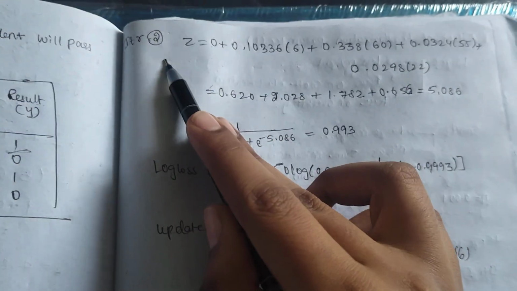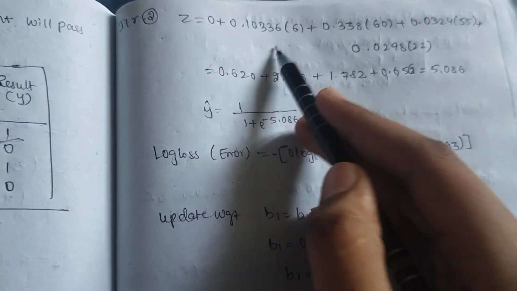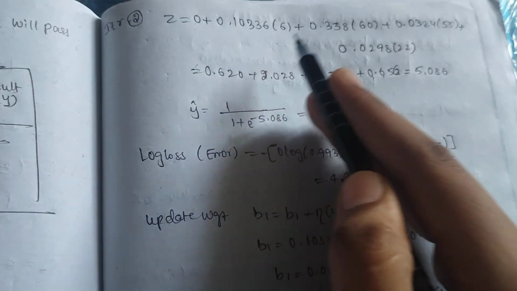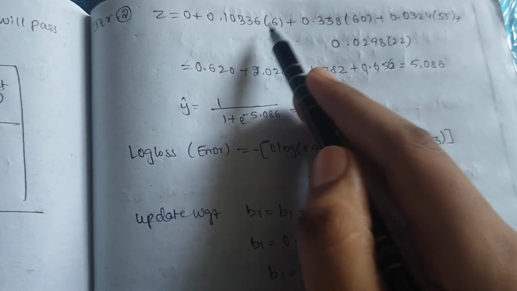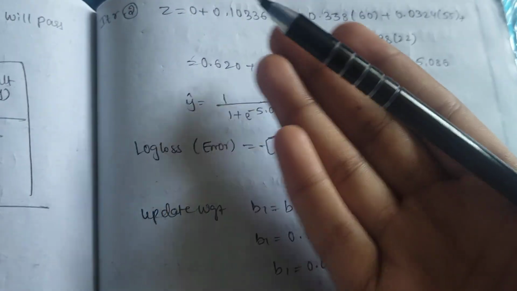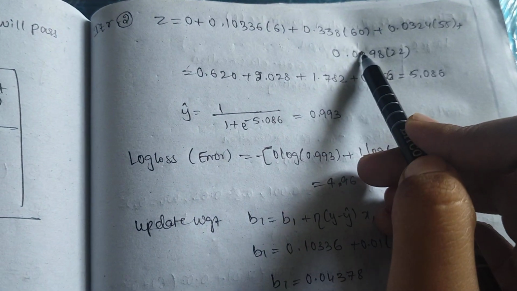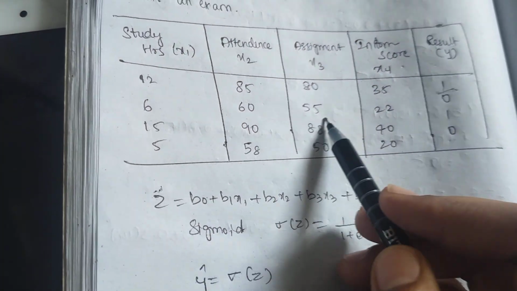And same thing you will be doing for the second row, that is the second iteration again, but you will be using the new weights. Whatever the new weights that you have got from the first iteration, you will be considering for the second iteration. Same thing, you will be finding z for this next iteration by using the previous new weights, as you can see here, right? 6, 60 and 55 and 22 are the second row. 6, 60, 55 and 22.